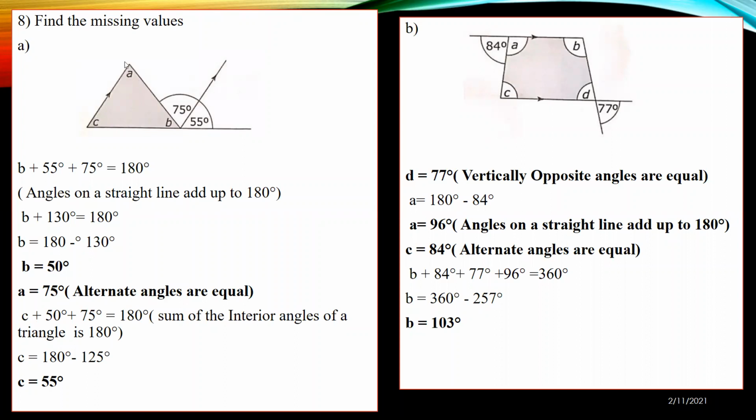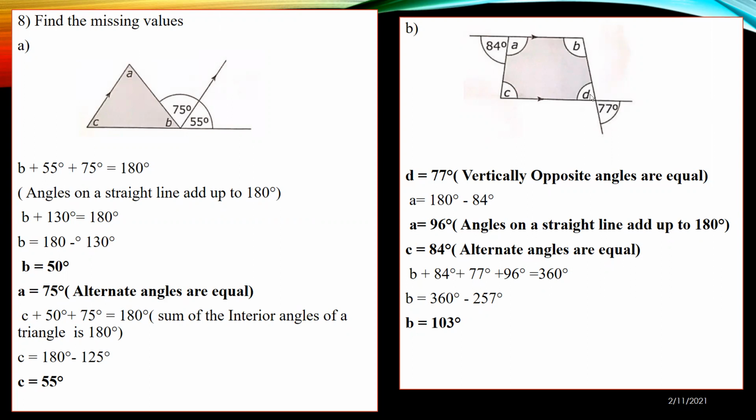Or else, now when you know the value of A and when you know the value of B, you can take the sum of the interior angles of a triangle add up to 180. With that, even you can get the same value. The B part, you have to find the missing angles. That means A, B, C, and D.